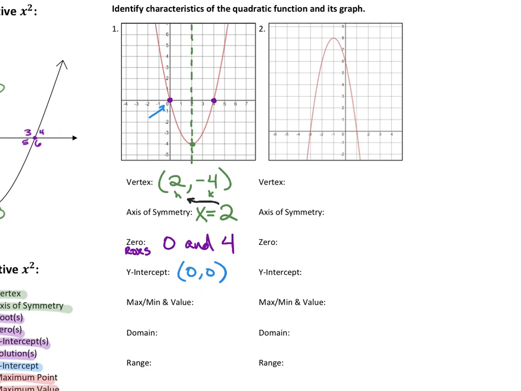This next question asks for a max or min value. Well, this doesn't have a maximum, but it does have a minimum, and its value, or its height where it's at minimum, is -4. That's the lowest. I think I said maximum a second ago. I meant minimum. That's the lowest that this will go, is -4.